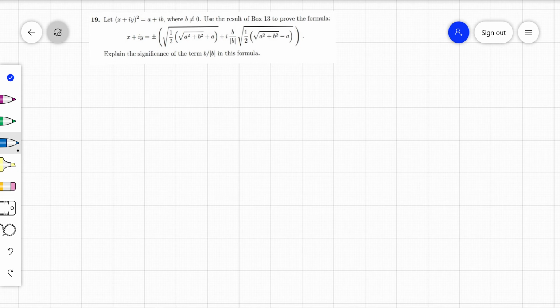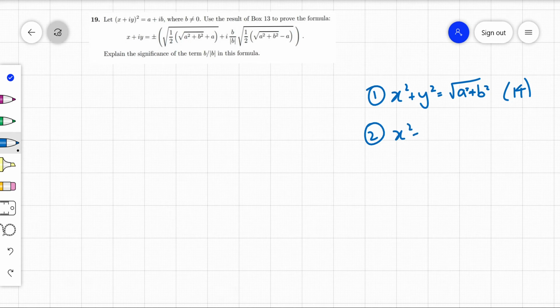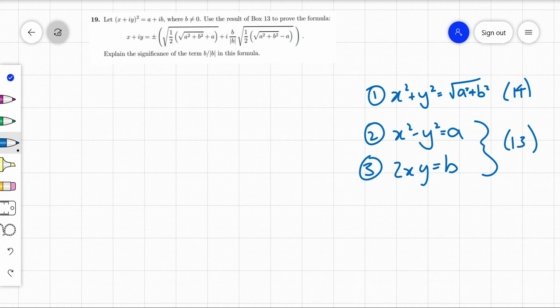Alright, so we're actually using some of the explanations we've already had. So we know x squared plus y squared equals the square root of a squared plus b squared from box 14. I'm going to call that equation 1. We also know that x squared minus y squared equals a, and 2xy equals b, and they are from box 13.